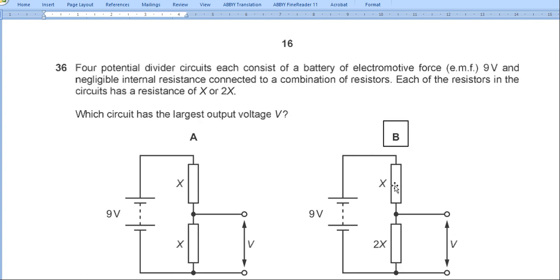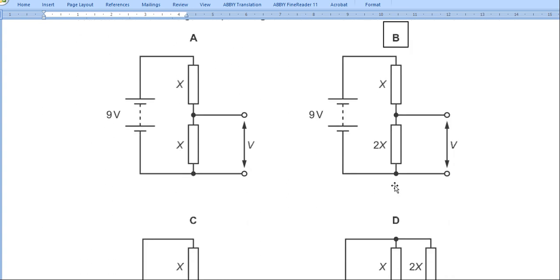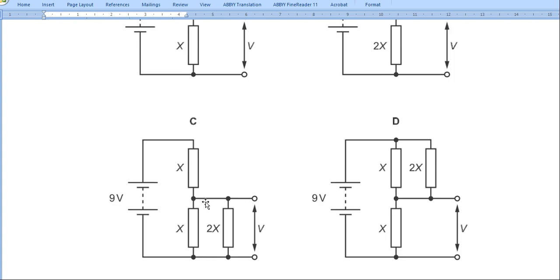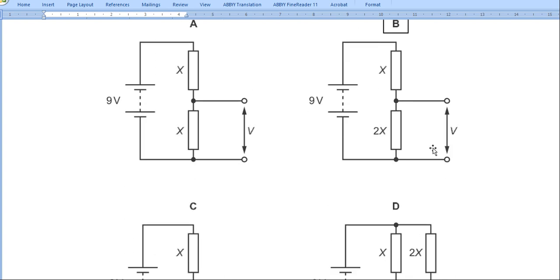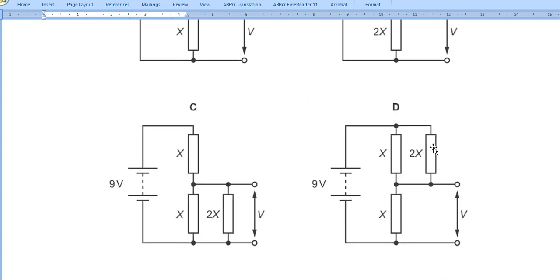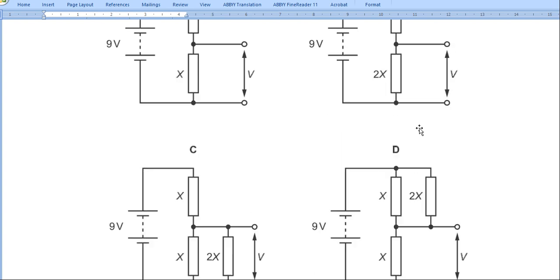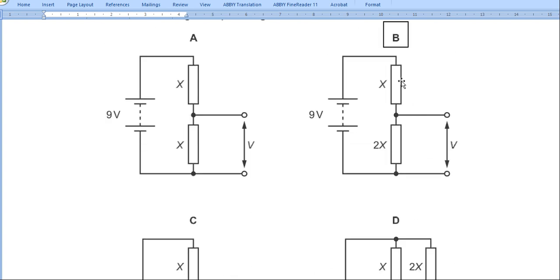Which circuit has the largest output voltage? So we consider which have less voltage, less than 4.5. We consider B and D. So if we calculate, here the resistance will be less than X, but not so much. So if you calculate the voltage of the potential divider, we'll get B.